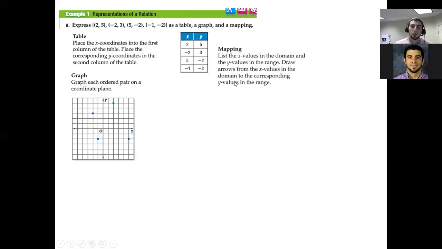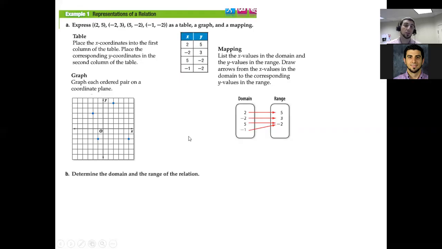And then for a mapping, you list the x values in a domain, the y values in a range, and you simply draw arrows from the elements in the domain to the elements in the range that they map to. And notice that 5 and -1 both map to -2. You don't have to put -2 in the range twice. You just put 2 arrows pointing to it from the 5 and the -1.